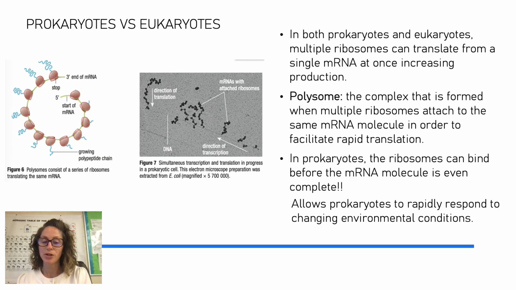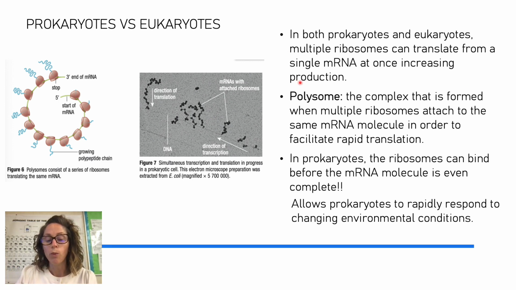So let's just talk about some similarities and differences between prokaryotic and eukaryotic cells. So in both, multiple ribosomes can translate from a single mRNA at once, increasing production. So you imagine if this is our mRNA and we have a ribosome bind, as it's moving along, another ribosome can come along and bind and start moving along. And then you can also get a third one come along, and all three of them are working away, producing the polypeptides.